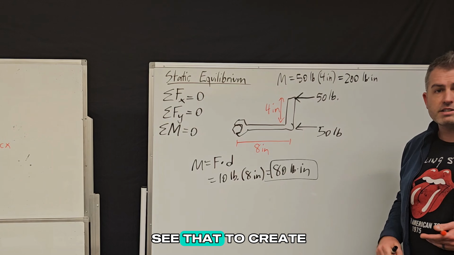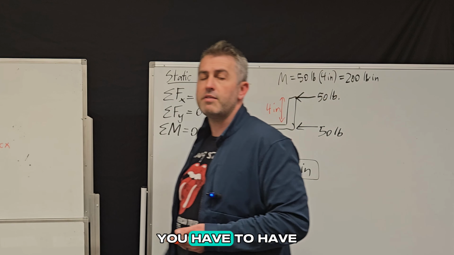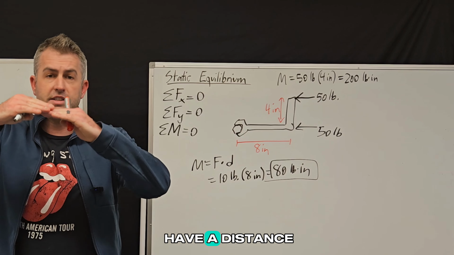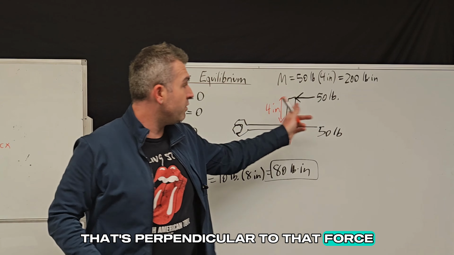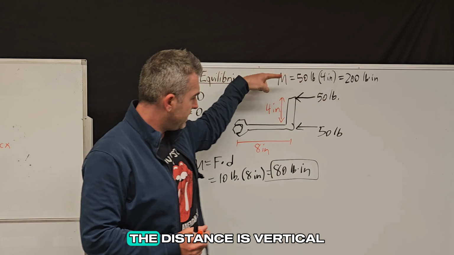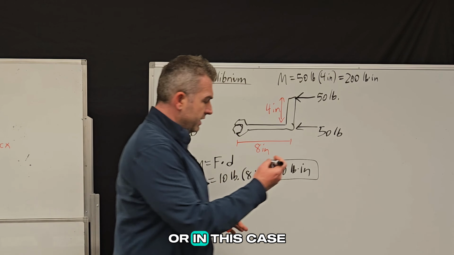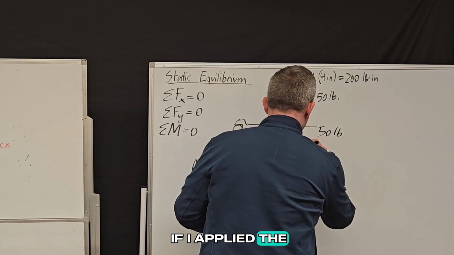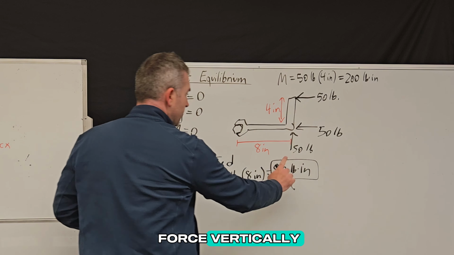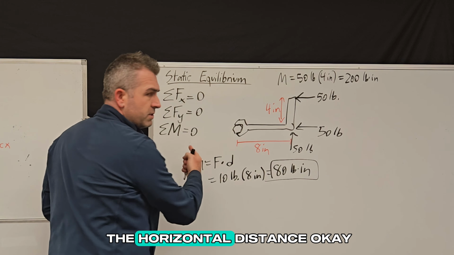And so you can see that to create any sort of rotation, you have to have a force and you have to have a distance that's perpendicular to that force. So if your force is horizontal, the distance is vertical, or in this case, if I applied the force vertically, then I would use the horizontal distance, okay?